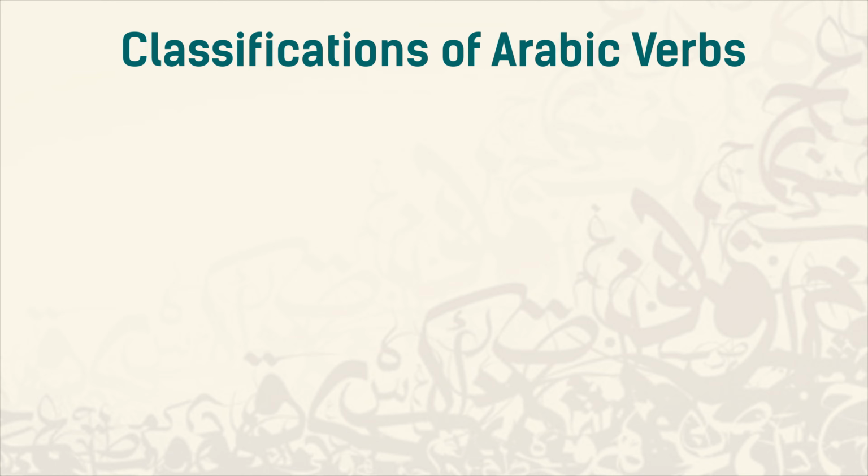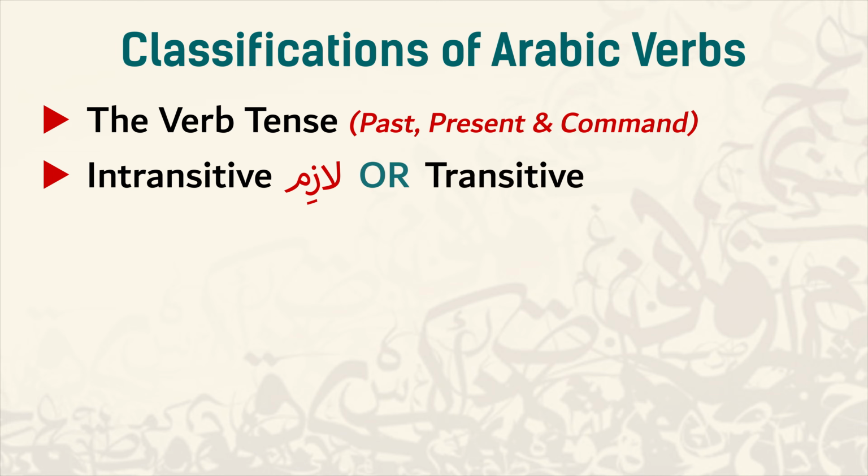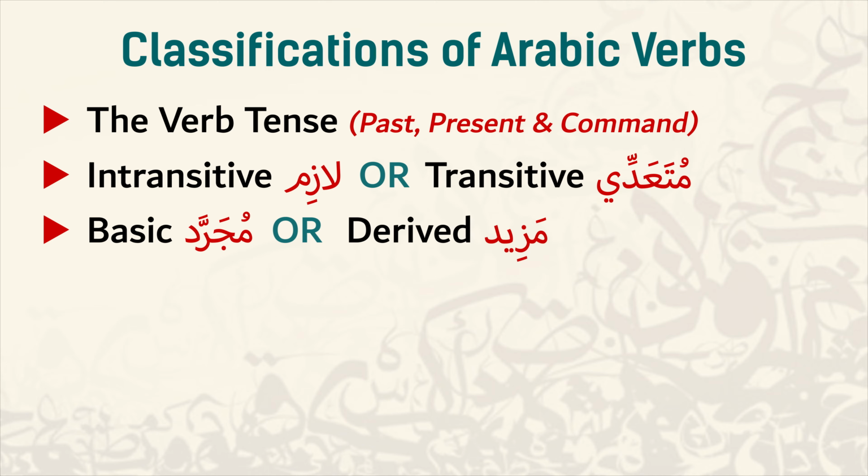Verbs in Arabic is a wide topic with many branches and classifications. Classifications of verbs in Arabic are plenty based on many criteria. For instance, we have classification based on the tense, past, present, or command. A classification based on whether it's intransitive, لازم, or transitive, متعدي. Verbs can also be classified as basic, مجرد, or derived, مزيد.